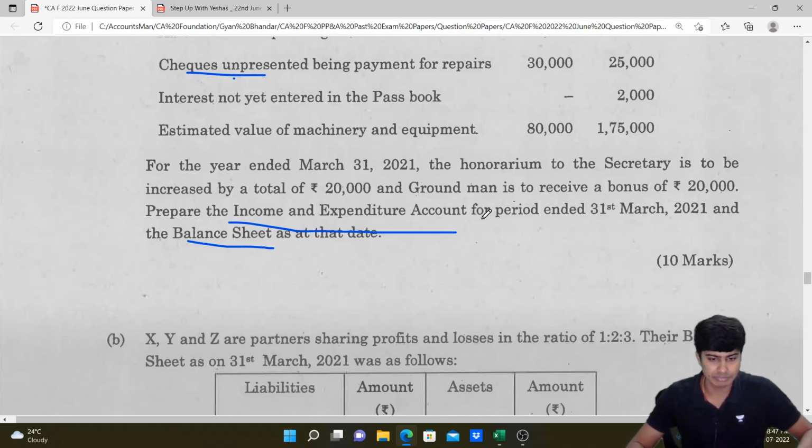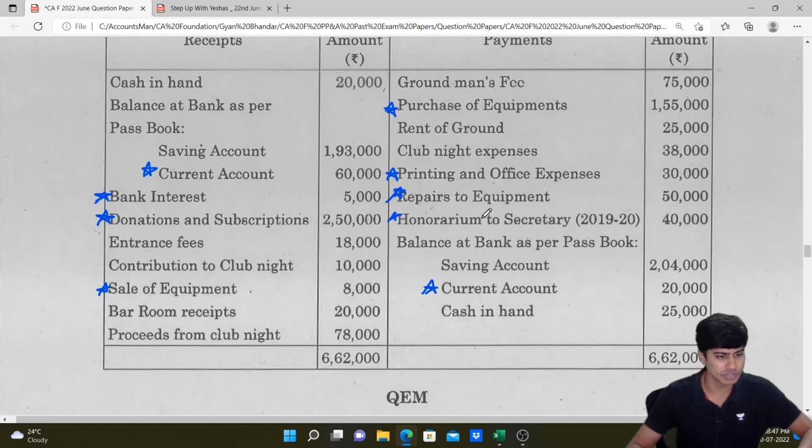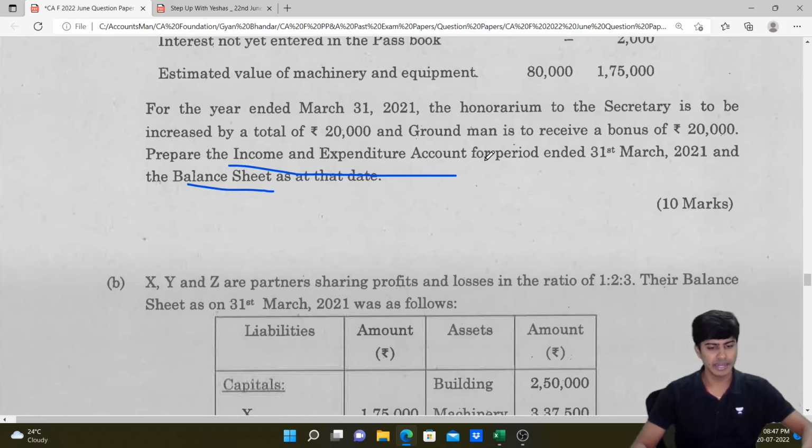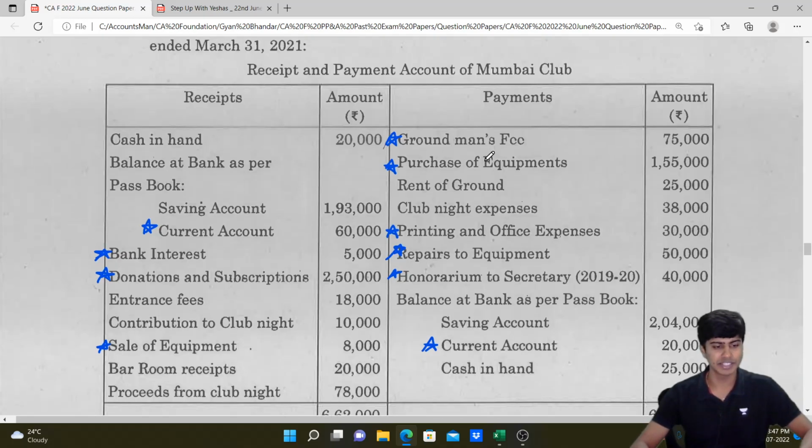Groundsman salary. That also has some bonus of 20,000. We need to pay him extra. Payments include the groundsman fee. Yes, these are the many adjustments we have. We've read the entire question and now it is safe for us to jump in and solve.